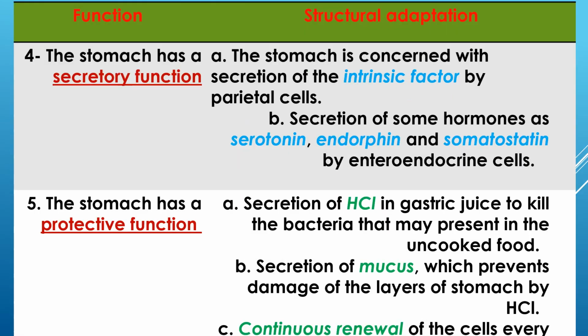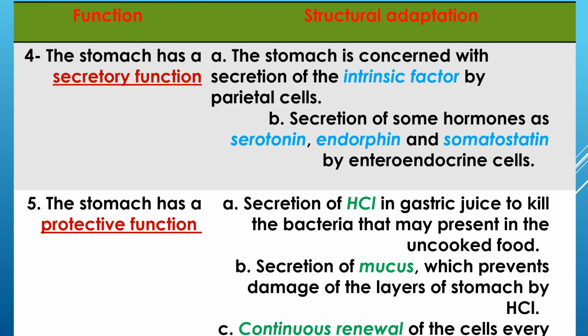Other functions include secretory function. Does the stomach have a secretory function? Yes, it secretes intrinsic factor. Can you memorize? Yes, intrinsic factor is secreted by the parietal cell. Its deficiency may lead to megaloblastic anemia due to decreased absorption of vitamin B12. Another secretion is by the enteroendocrine cells, which secrete different hormones like serotonin, endorphin, and somatostatin.